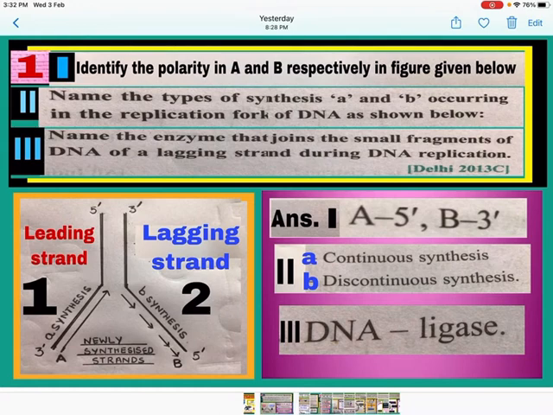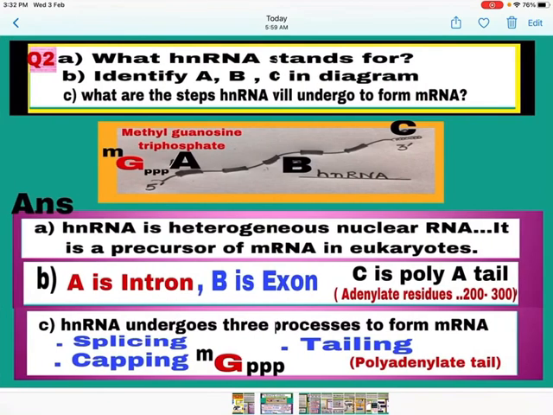Third part of the question, name the enzyme that joins small fragments of DNA of lagging strand. It is DNA ligase enzyme which joins small fragments of DNA. Come to second question, it is based on messenger RNA. Part A of question, what hnRNA stands for? It is heterogeneous nuclear RNA.